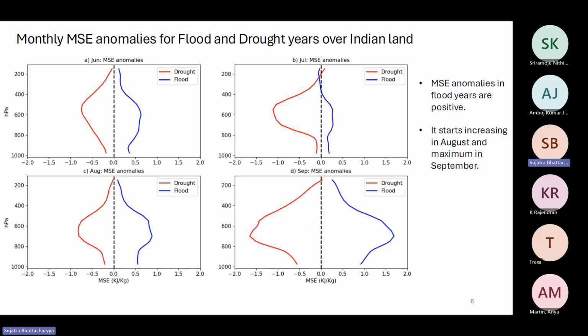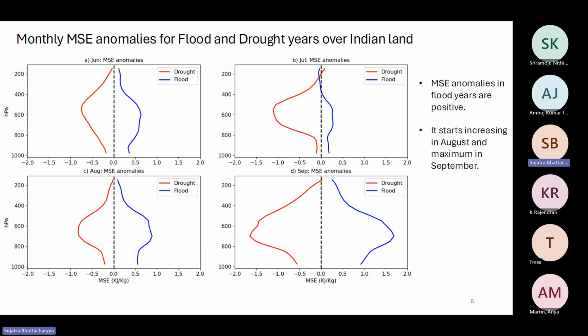Now, what I did is that based on the seasonal monsoon standard deviation criteria for flood and drought years, I have categorized those flood years and drought years. And on those composite years, I have taken the monthly MSE anomalies. Up to the earlier slides, we were looking at the mean moist static energy profiles. Now let's see how the anomalies change during the excess monsoon years, each and every month during the monsoon, and for the drought years. So clearly the moist static energy anomalies are positive during the flood years, and in the drought years they are negative.